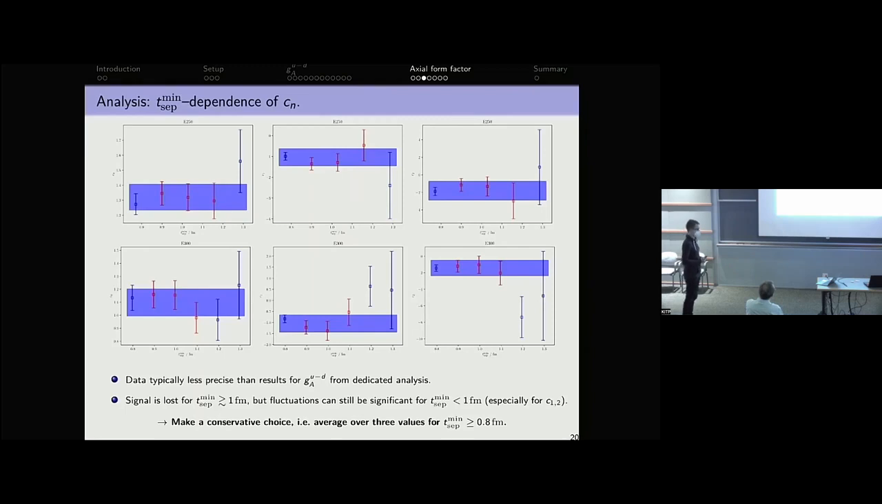So what we decided for now is to make a rather conservative choice, that is to always average over 3 t_sep min values, starting at 0.8 Fermi and then taking the next 3 points. So this is what gives the blue band here. Of course, this increases the error quite a bit, compared to picking a single point. If you would pick a single point here, you would get a significantly smaller error.